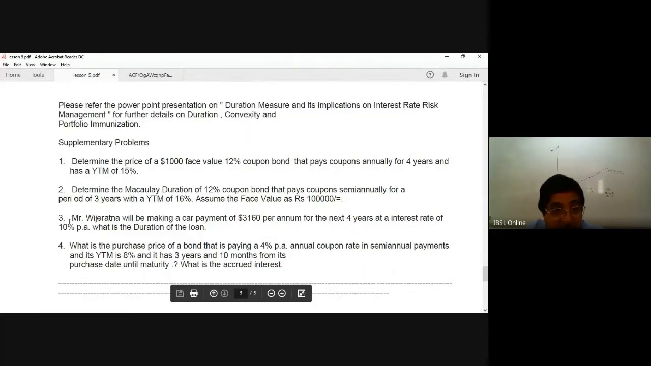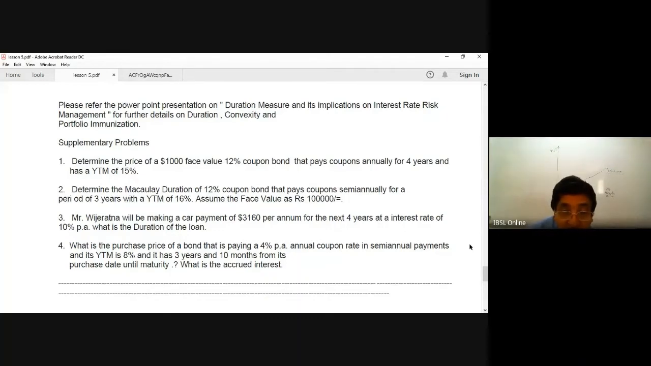Are you okay with this? Are you in a position to calculate the duration of this? Because durations can be calculated on loans also, because there's a cash flow. Not only loans, if you have a deposit, there also you can calculate the duration. Shall we see how we can do it, or can you try it yourself?